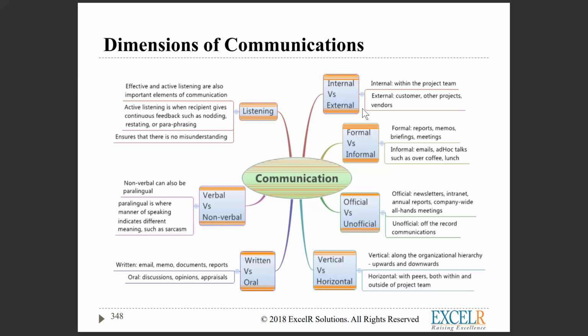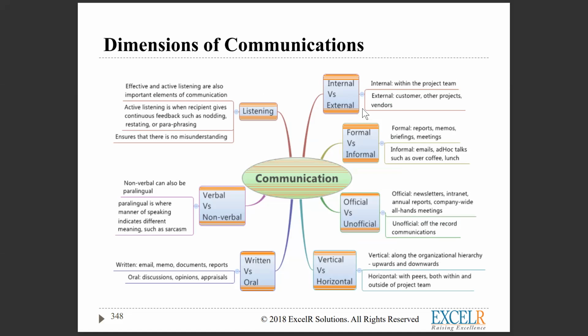Internal communication, verbal communication, official, written communication. These are all different types of communications. Basically what you are trying to say, right? If you are conducting a meeting, how we are going to conduct a meeting, and what will be the frequency, correct? And whether it is a formal meeting or informal meeting.